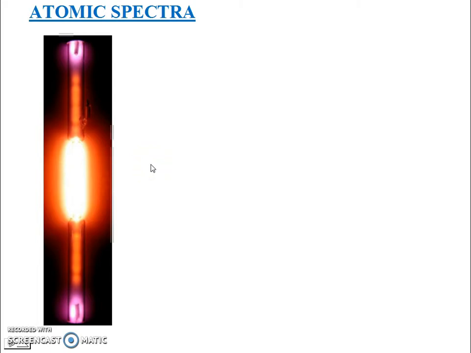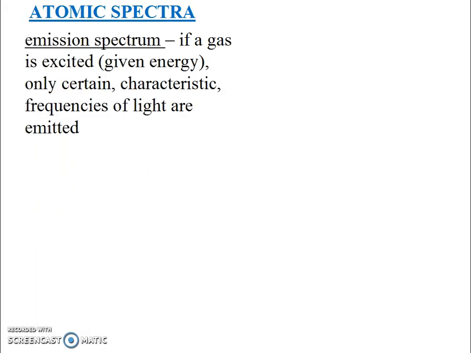They couldn't figure out why. It always gives off a very characteristic set of frequencies. This is what's known as its emission. So here's what we call its emission spectrum. If a gas is excited, just a way of saying given energy in some way, only certain characteristic frequencies of light are emitted. It happens always to be the same ones. It's like a fingerprint. You can actually use this to identify what sort of gas you're looking at.